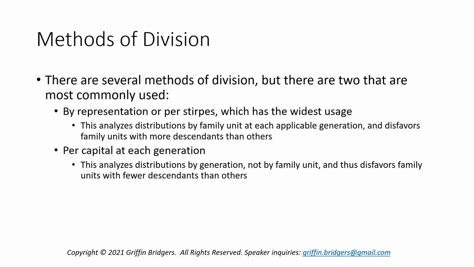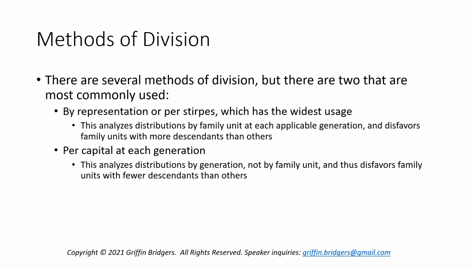So there's a couple. The most commonly used one by far, I think, is by representation or per stirpes. Those are phrases that are interchangeable. They mean the same thing. This has the widest usage, and really the crux of this is that it analyzes distributions and breaks them down equally by family unit at each applicable generation.